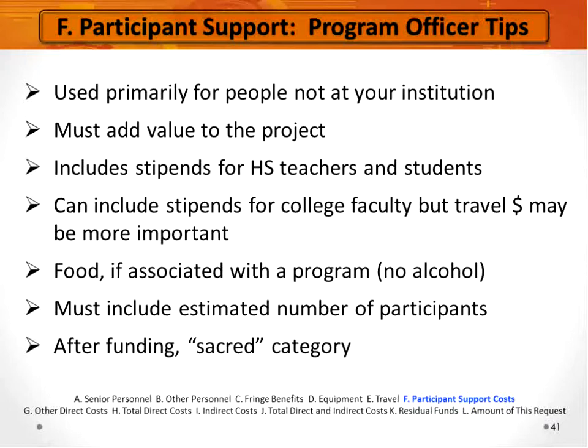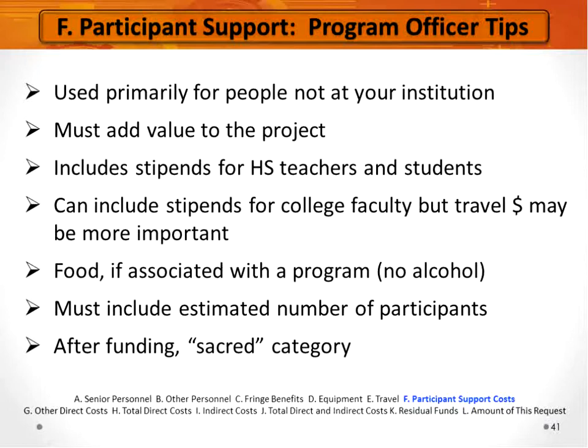The food, here's the food. If you put food or subsistence there, it has to be one of two things. If they're coming in from a distance, so they have your workshop in Washington, D.C., and they're coming from Ohio, so you're having to pay their travel as part of the travel there too, you can include normal subsistence for them.